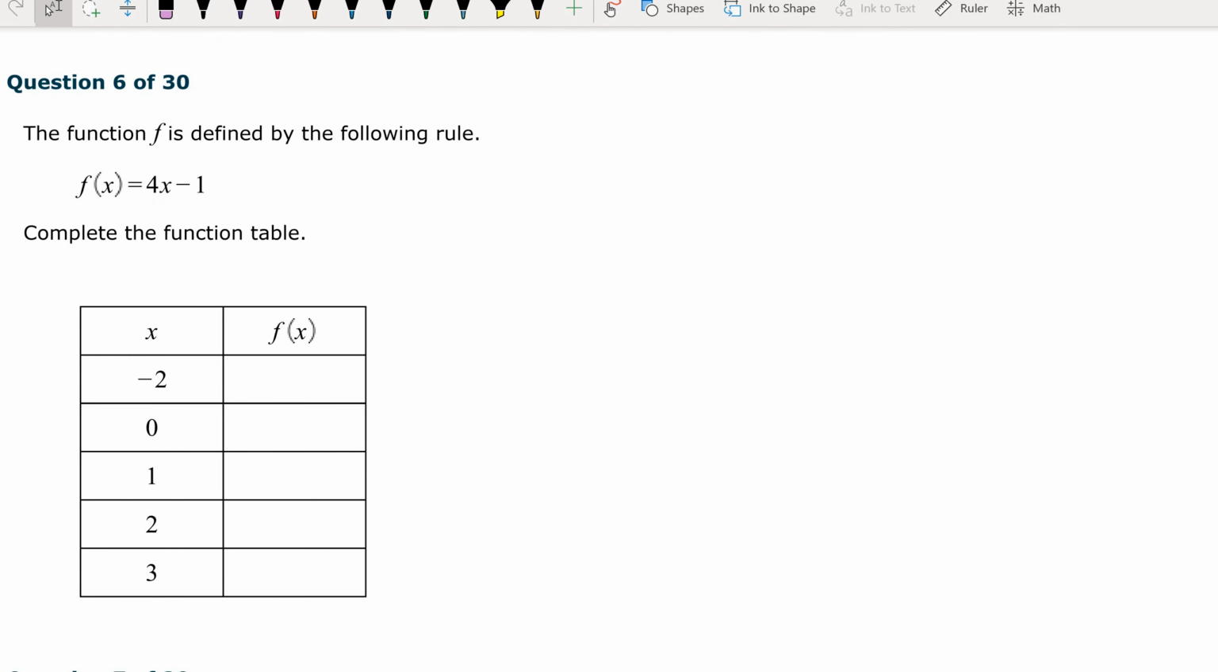Number 6, the function f is defined by the following rule. F of x equal to 4x minus 1. So we talked about this before. F of x is just a fancy way to write y. Y equal to 4x minus 1.